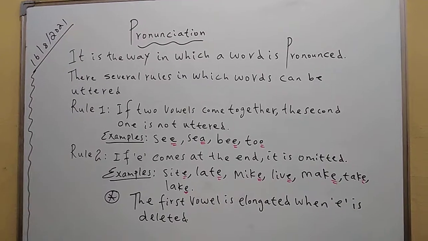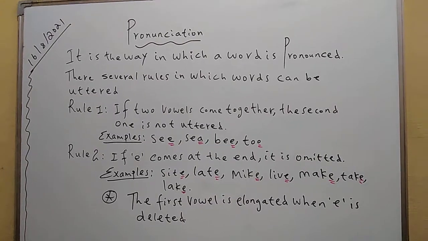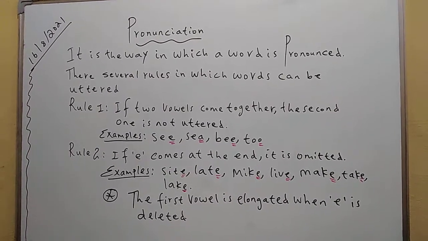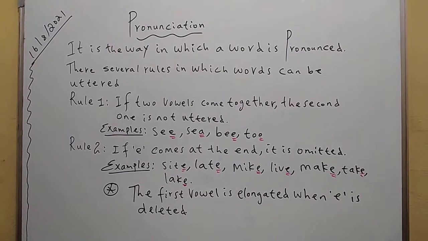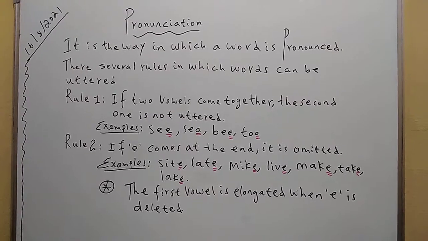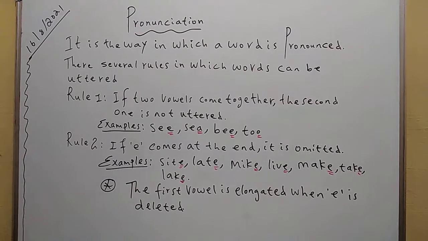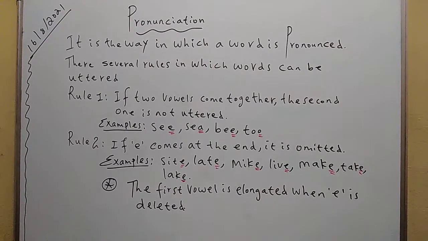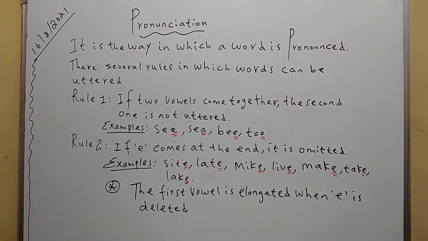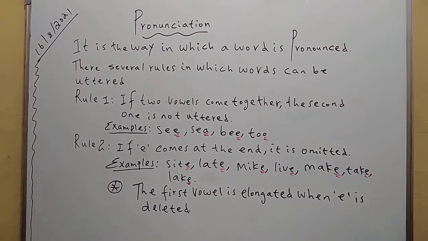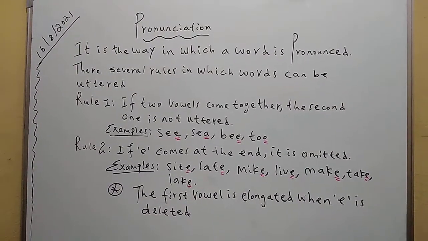Now, let's see what rule number 1 says in detail. If two vowels come together, the second one is deleted. The second one is omitted. We don't have to pronounce it. Make sure that this rule is applicable to words which have only one syllable, which means one vowel sound. So based on this, you can use this rule.